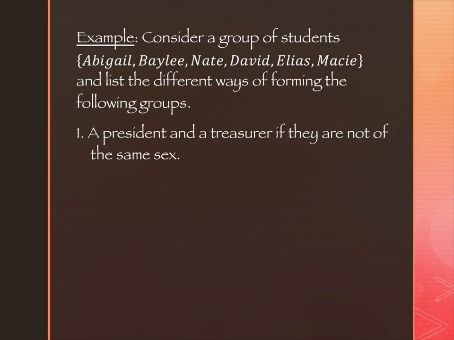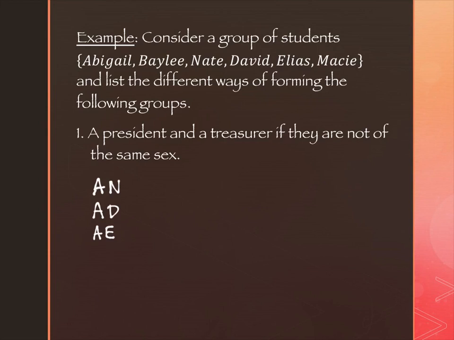So as we're taking a look at this, we first can pick just the first person. So let's first pick Abigail. And we'll list president as the first entry and treasurer as the second one. Does that make sense? Just because that's the order they're given to us in. So if Abigail is president and we can't have another girl as the treasurer, then who could be the treasurer with Abigail? Yeah, it could be Nate. So it could be Abigail and Nate. Or it could be Abigail and David. Or Abigail and Elias. So we have three options with Abigail as president.